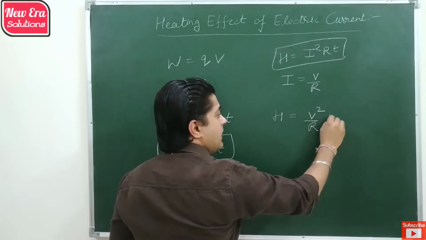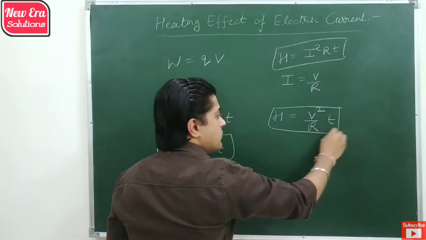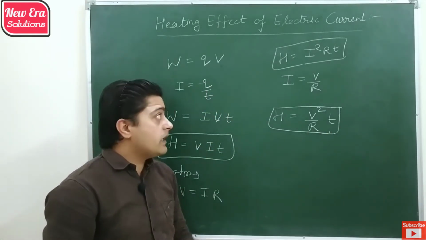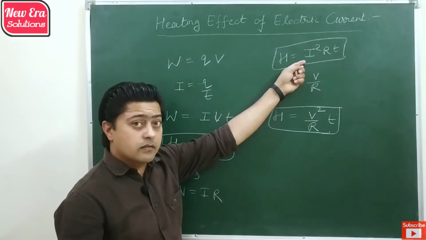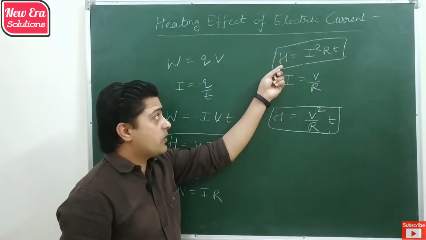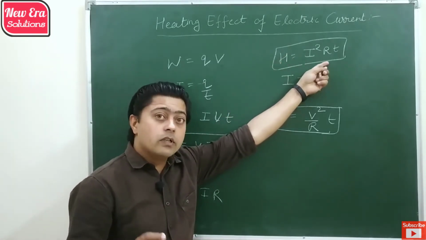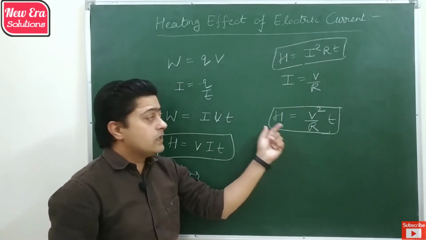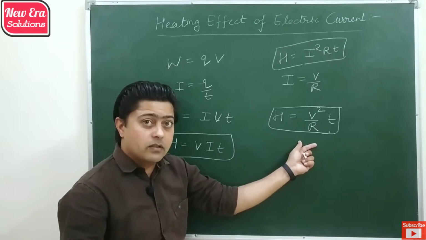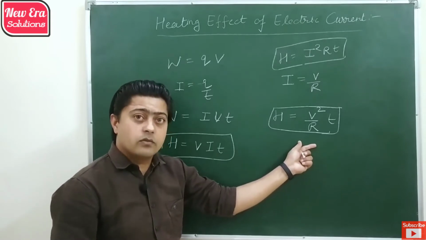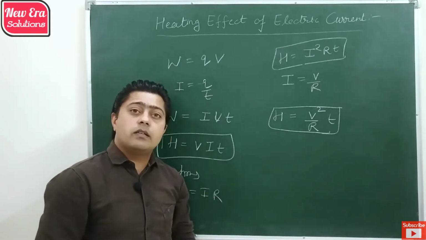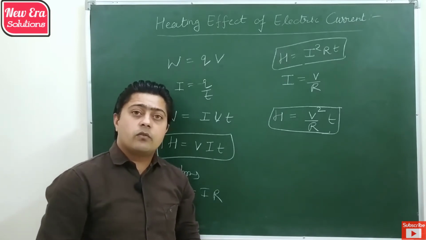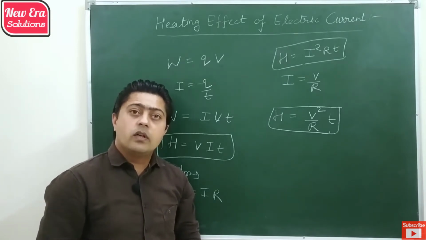So from these formulas we get different observations, like if the current in the system is constant, then heat production is directly proportional to resistance. But if the potential of the system is constant, then heat production is inversely proportional to resistance. So the dependency of heat on resistance vary with the variation of current or the variation of potential.